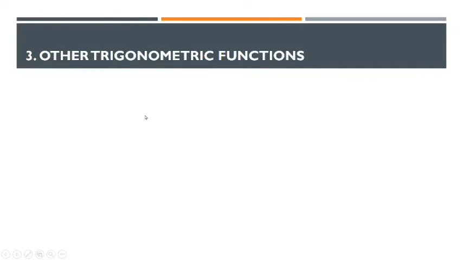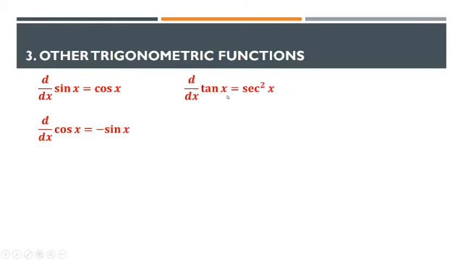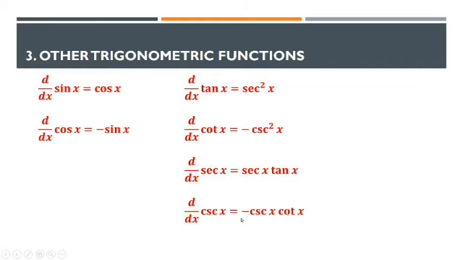Other trigonometric functions. So remember that derivative of sine x is equal to cosine x, and the derivative of cosine x is equal to negative sine x. So the derivative of tangent x is equal to secant squared x. Derivative of cotangent x is equal to negative cosecant squared x. Derivative of secant x is equal to secant x tangent x. And derivative of cosecant x is equal to negative cosecant x cotangent x.